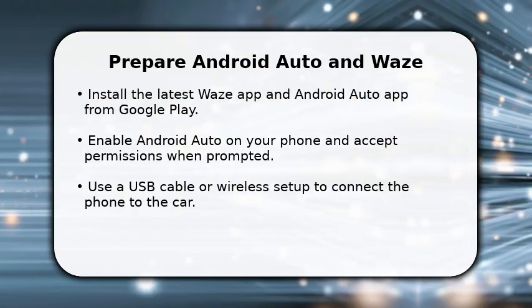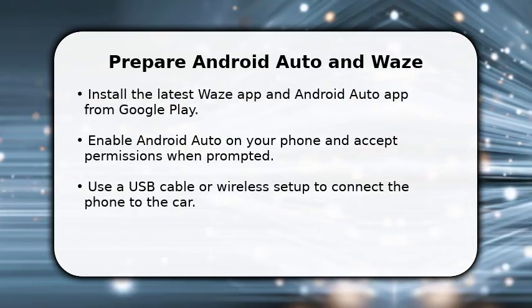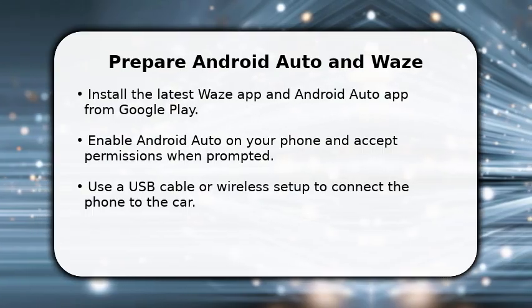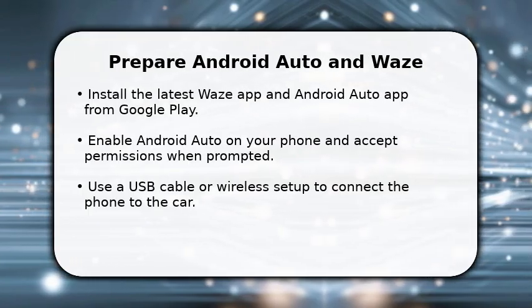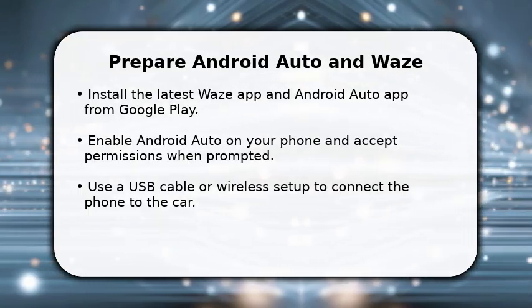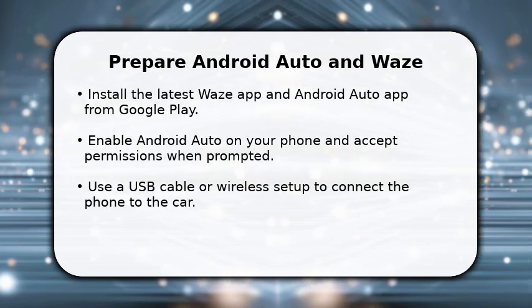Choose Wireless Setup only if your car supports wireless Android Auto. Use a high-quality USB cable if you prefer a wired connection for stable performance. Keep phone screen unlocked during the first connection to complete pairing and prompts.